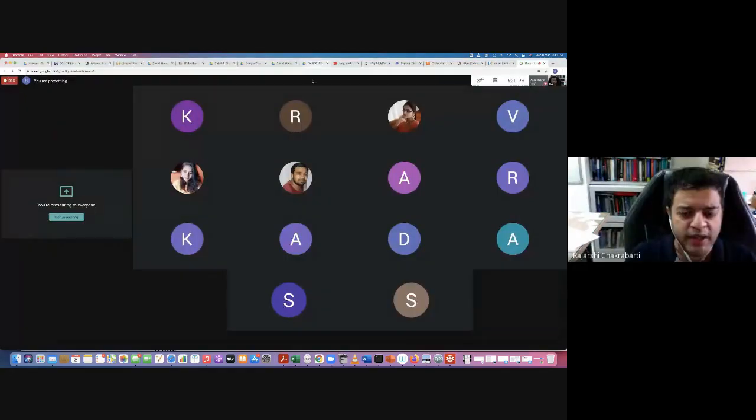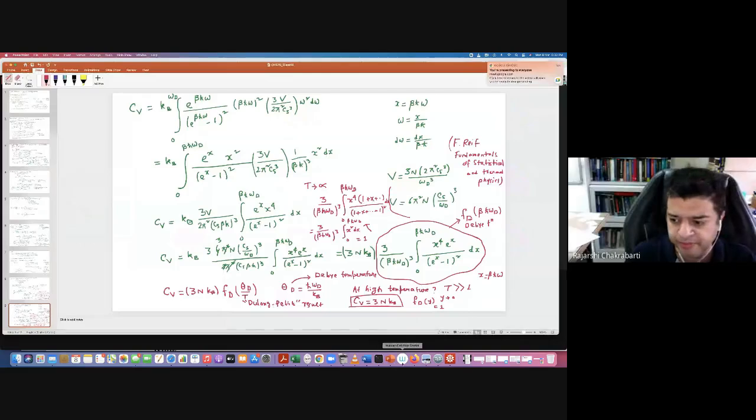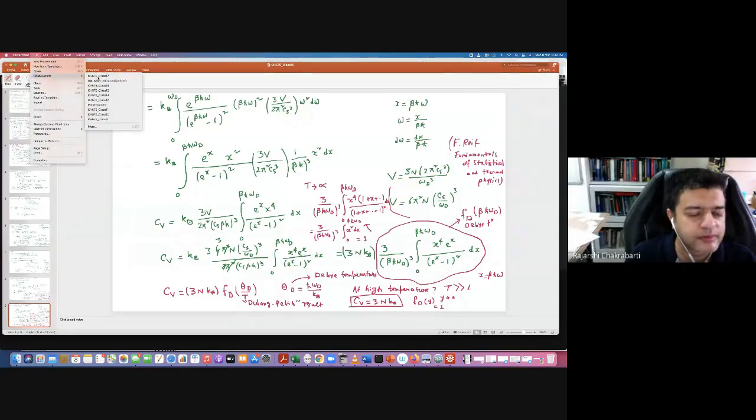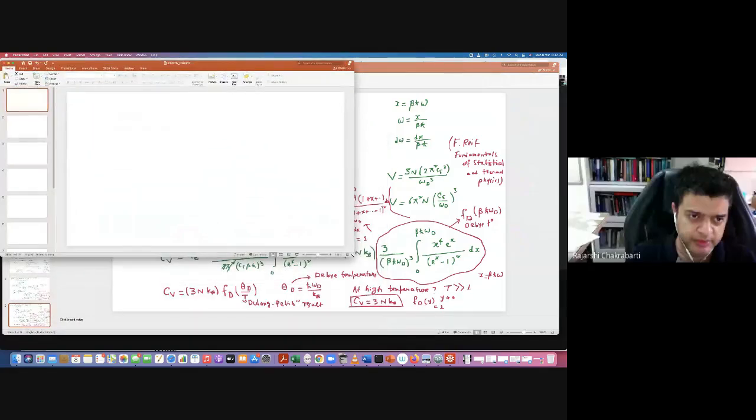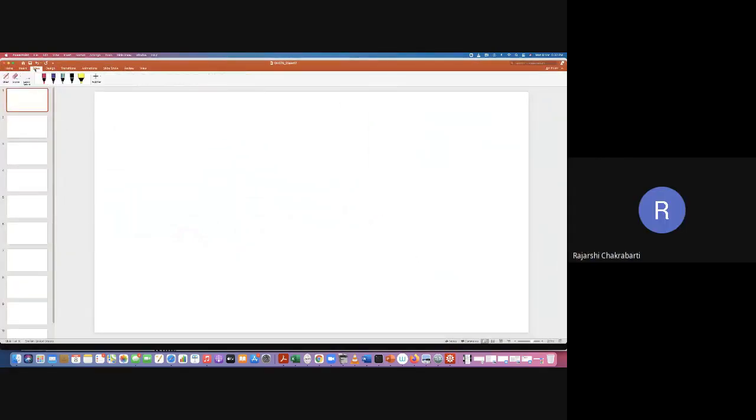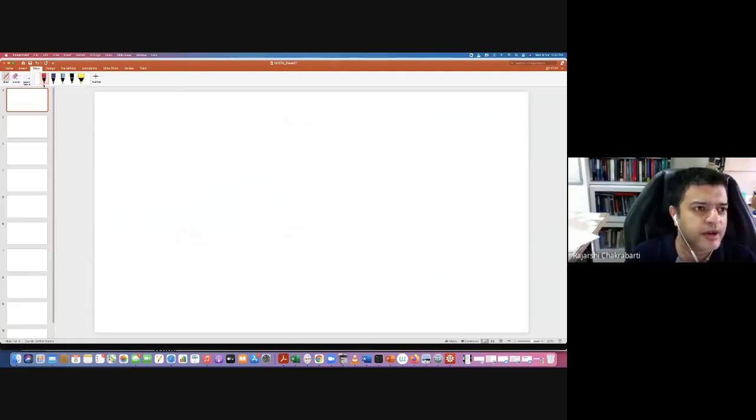But what happens at low temperature, and that is very important and interesting. We'll try to do the low temperature case today, and we'll see what happens at low temperature.